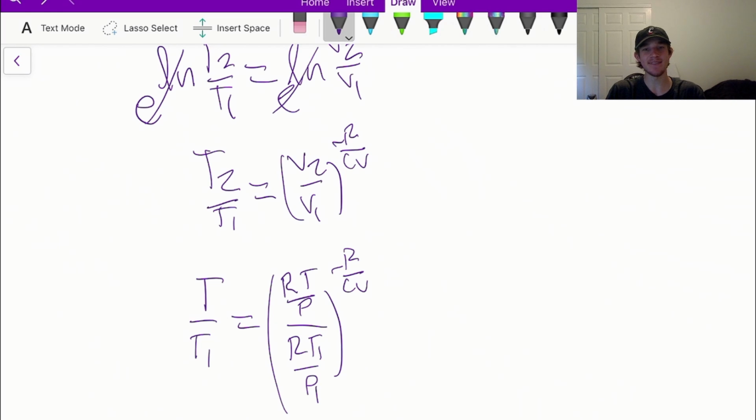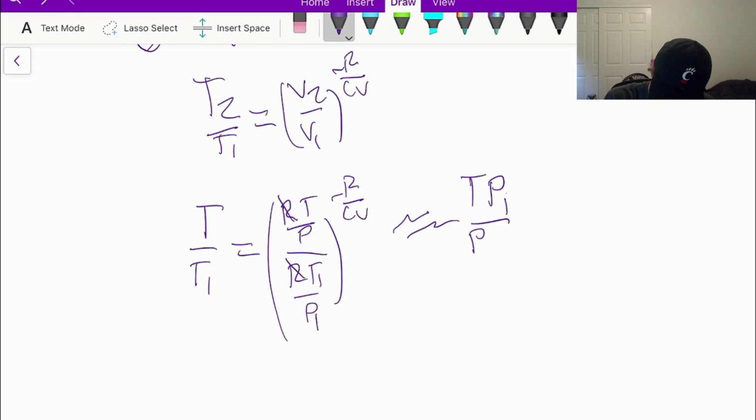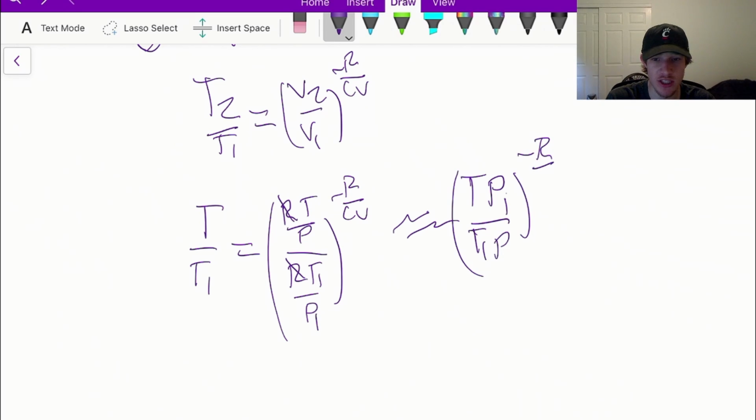And now once we have that right there, where the R's do cancel out, and this part also equals T P1 over T1 times P, still raised to the negative R over Cv. Now once we get that, we want to go ahead and move the T over T1 onto the left-hand side.